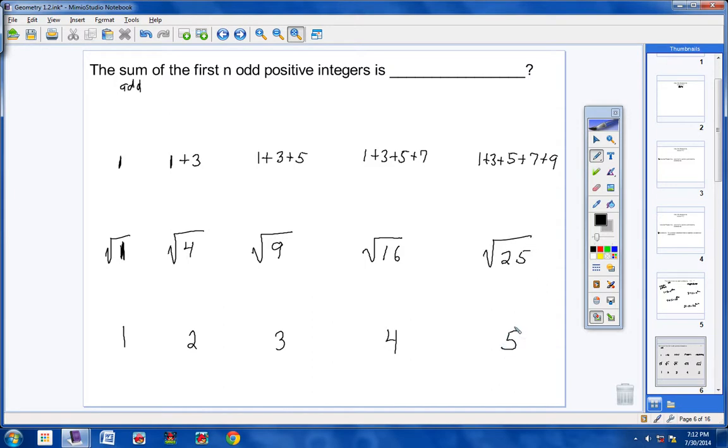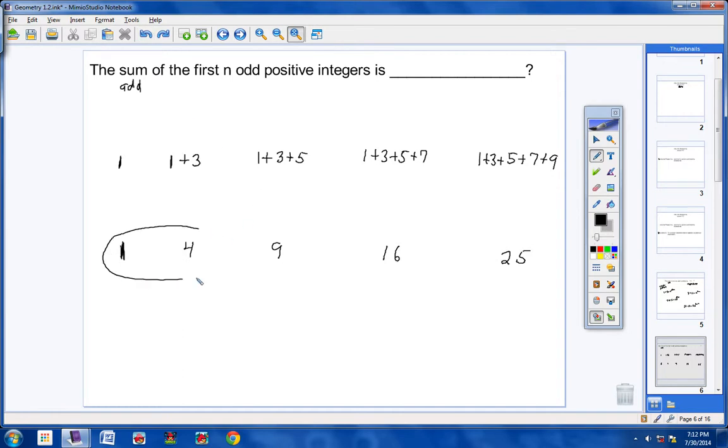Do you remember what a perfect square is? A perfect square is a number in which you are able to take the square root of that number and get out a regular whole number. And so 4 is a perfect square, 9 is a perfect square, so is 16, so is 25. These are all perfect squares because you can take the square root of each one of those and get out a whole number. And so here's my conjecture.